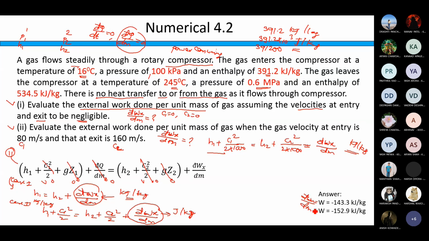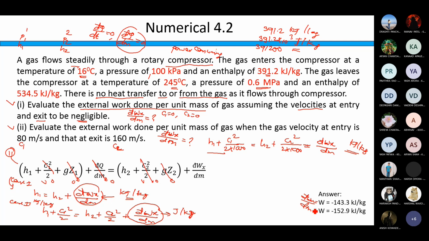First one is very simple. You have to just take the difference between these two enthalpies. So 391.2 minus 534.5, right? So this will be minus 143.3, correct? Yes, sir. So that minus sign indicates that this is a power consuming device. So you will get minus sign for the work, because work is not extracted here, work is absorbed by the machine. So this is expected result, that minus sign will be there.